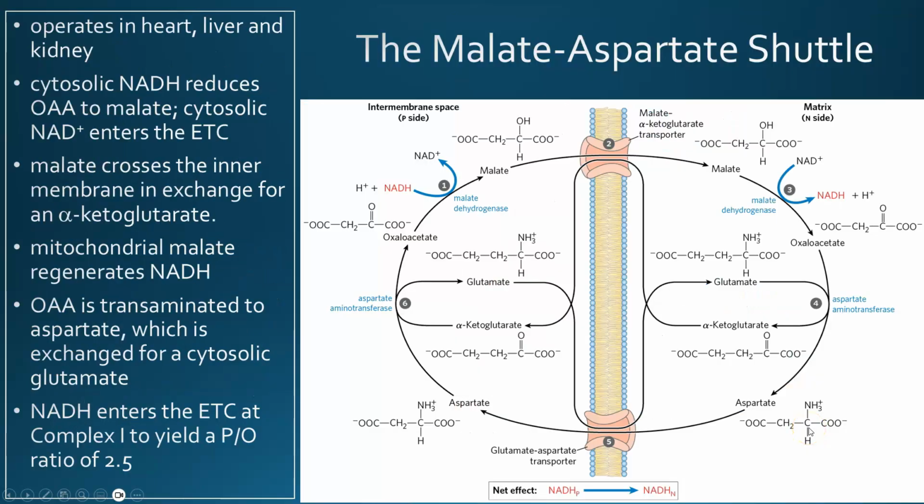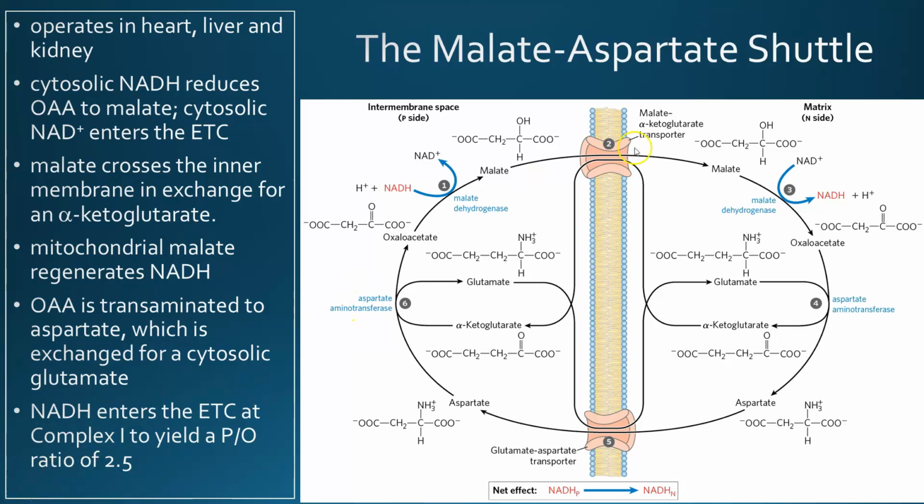The malate aspartate shuttle is more efficient. It requires a few more enzymes and a transporter, but it does give you the full amount of ATP. This takes place in the heart and liver and kidney, which are tissues in which you want to get all of the energy possible from the NADH.